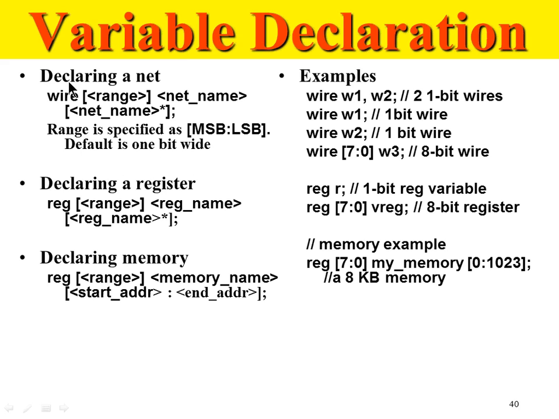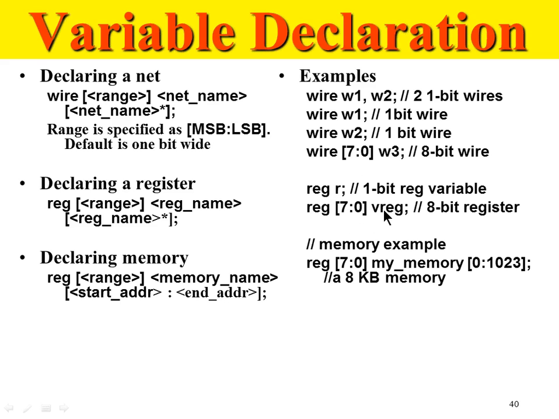Let's look at some examples. How do I declare a net and how to use it? Now, wire W1 comma W2. W1 and W2 are each a single bit wire. I can declare this in one line or in two lines: wire W1 semicolon, wire W2 semicolon, or both declarations in the same line. Wire [7:0] W3. So W3 is an 8-bit wire. The square bracket tells me it's a vector, not a single bit value, it's a vector value of 8 bits. Now a register, reg R is a single bit register.